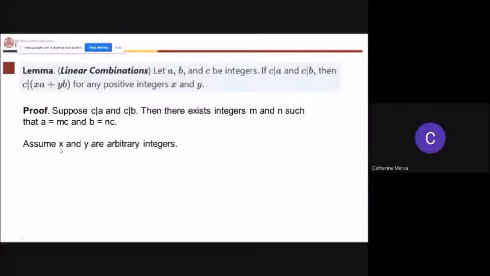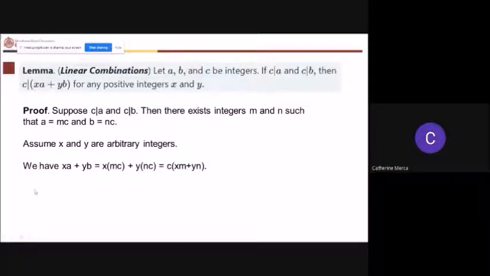If you assume that x and y are arbitrary integers, then xa plus yb equals x times mc plus y times nc, since a is m times c and b is n times c. Therefore, you can combine this. You can take out your c and come up with xm, and then from here take out the c again. I guess you are familiar with that one.